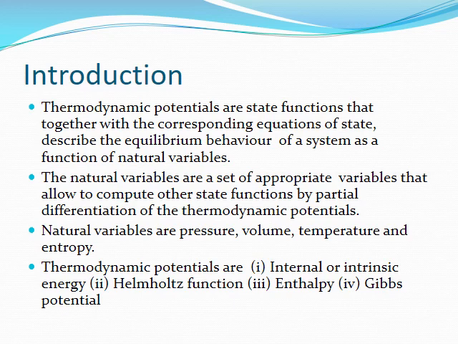The natural variables are a set of appropriate variables that allow us to compute other state functions by partial differentiation of the thermodynamic potentials. Natural variables are pressure, volume, temperature, and entropy. Thermodynamic potentials are number 1, internal or intrinsic energy; number 2, Helmholtz function; number 3, enthalpy; number 4, Gibbs potential.